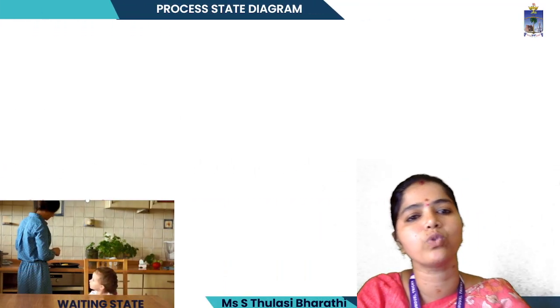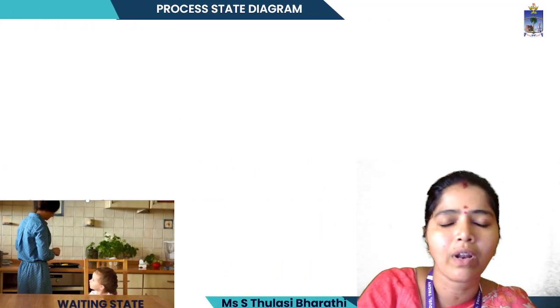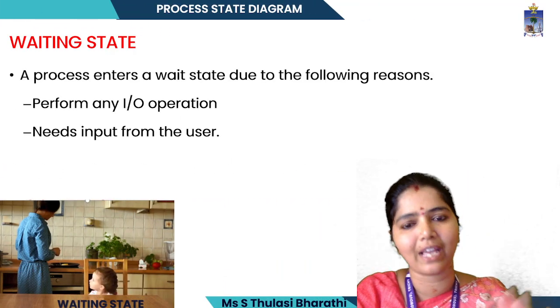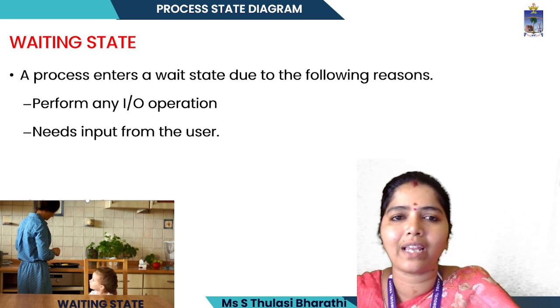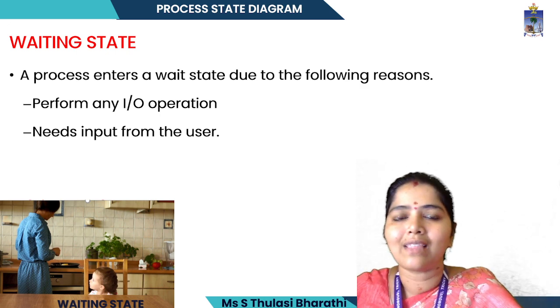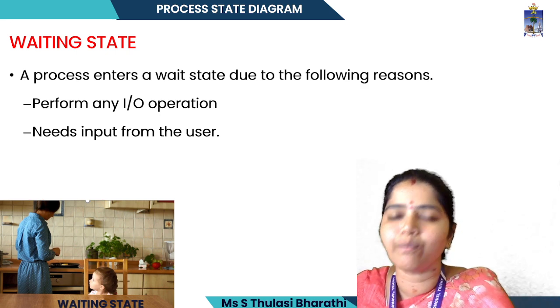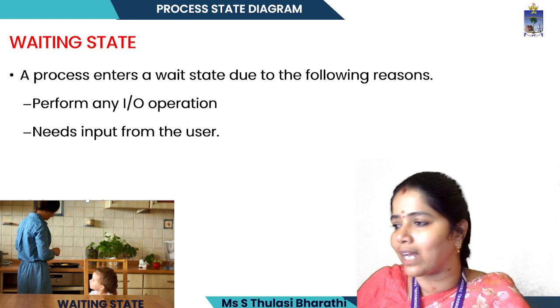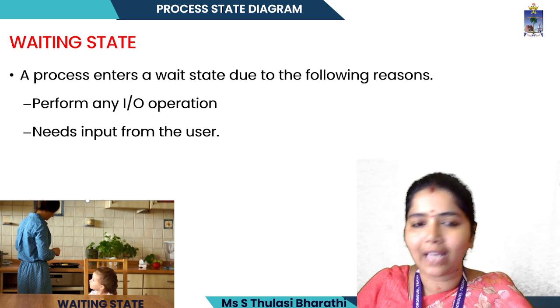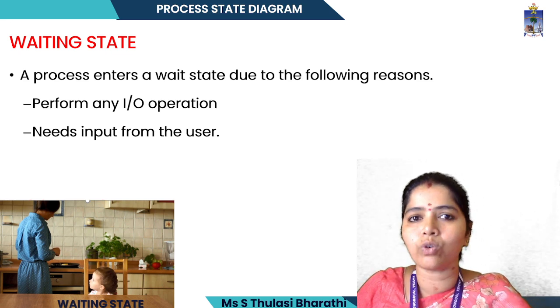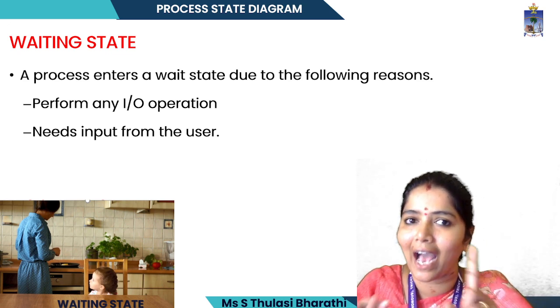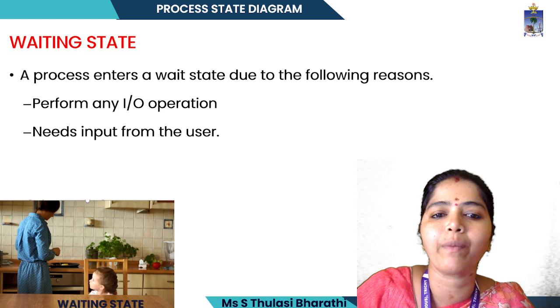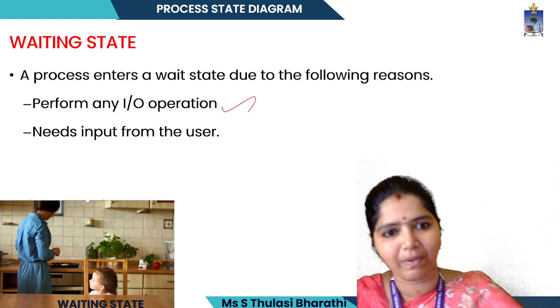Next, we move to the waiting state. As I have told you before, everything is ready and I am running now. But in between, I need some kind of input. There may be some kind of operation I have to do, and for that I need an input from another person. I need a resource. If that resource is not available, I have to wait. So if it performs any kind of IO operation, it will be in the waiting state.